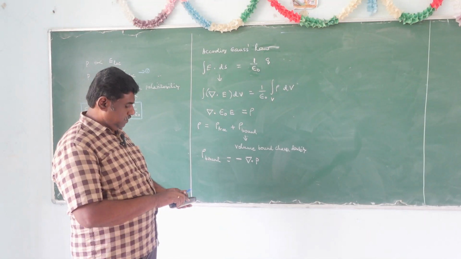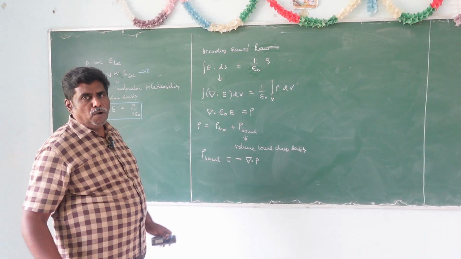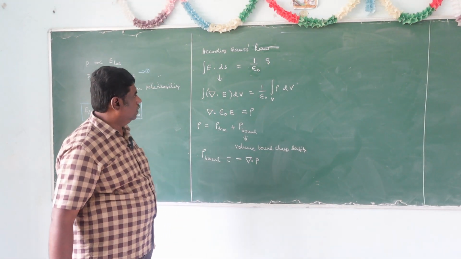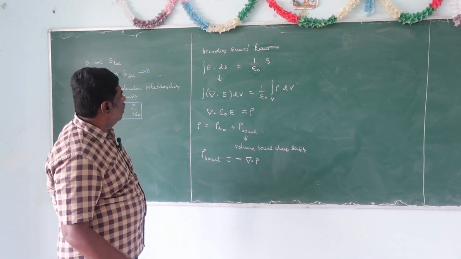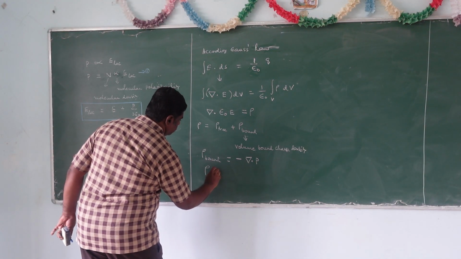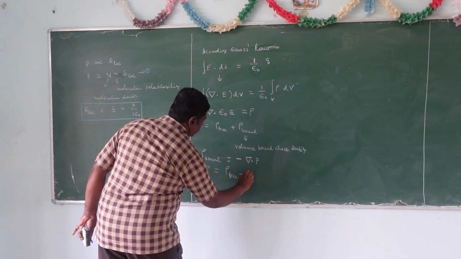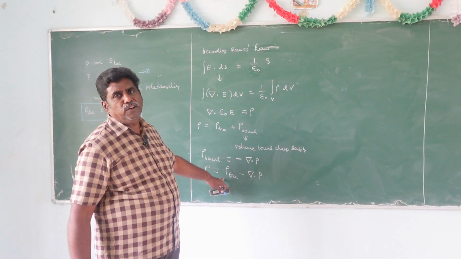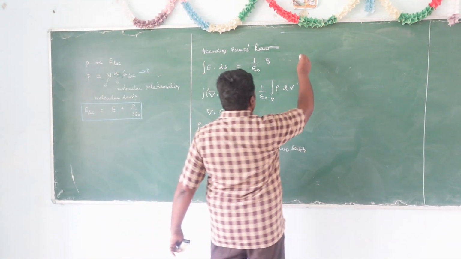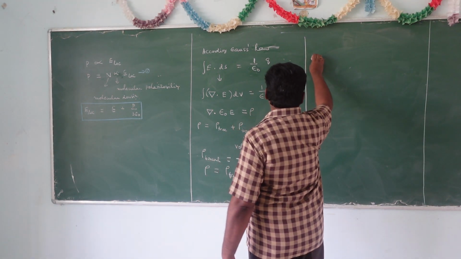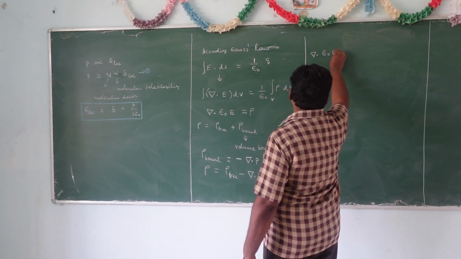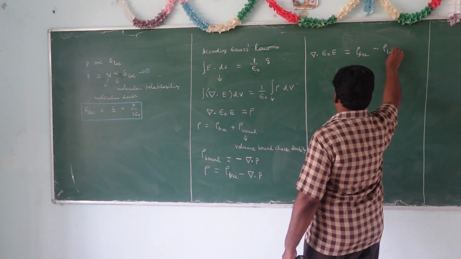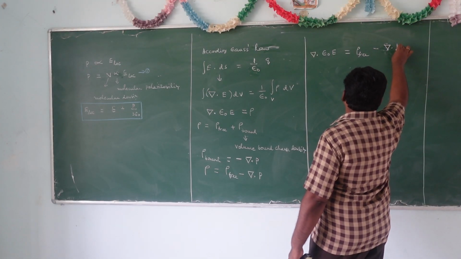Suppose the polarization is not uniform, more charges are bound within the dielectric material. It may be positive or negative, determined by the value of del dot P. Whether it is positive or negative, rho bound is justified. Now rho becomes rho free minus del dot P, since rho bound is minus of del dot P. The free charges originate from our applied electric field. Now del dot epsilon naught E equals rho free minus rho bound, that is, minus del dot P.